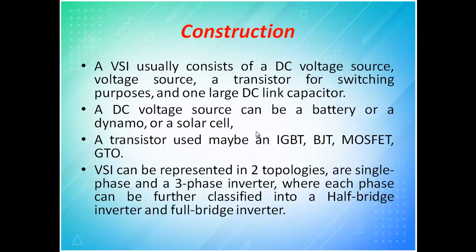And if they say current ripple is there, how to reduce the current ripple? Very simple, put a very high value of inductor in series. When you put an inductor in series, obviously the current gets filtered. The transistors may be IGBT, BJT, MOSFET or GTO. IGBT and MOSFET are voltage controlled devices.